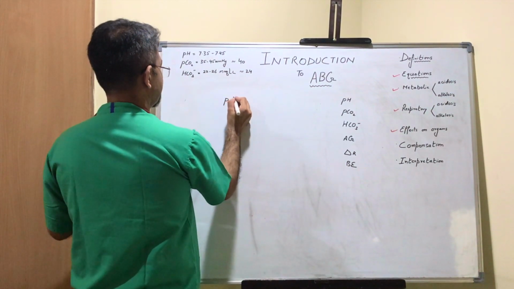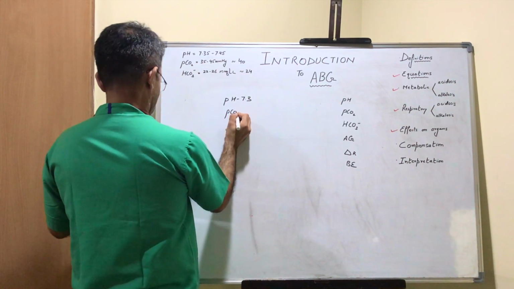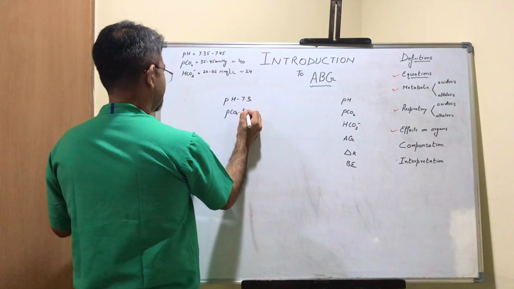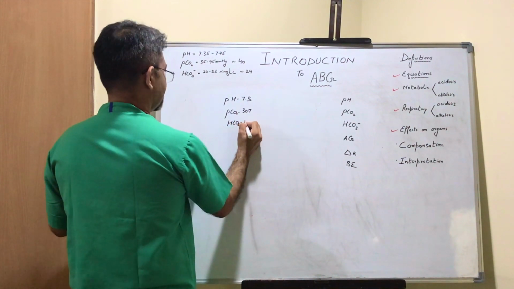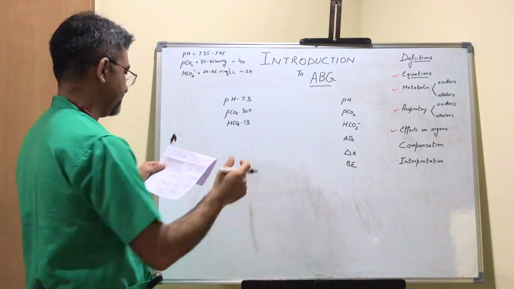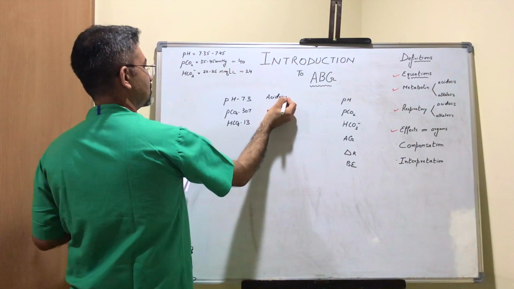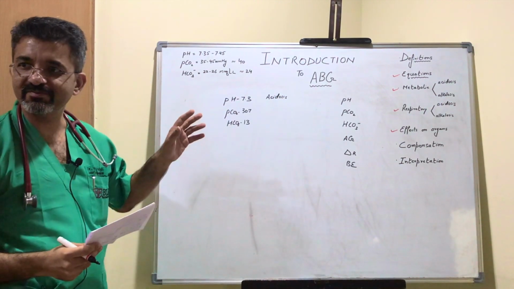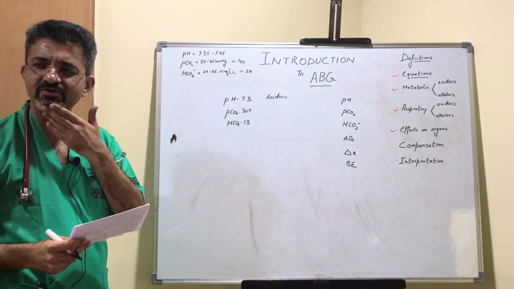Suppose my pH is 7.3, PCO2 is 30.7, HCO3 is 13. 7.3 is acidosis. Now it's a tricky situation. My CO2 has gone down.